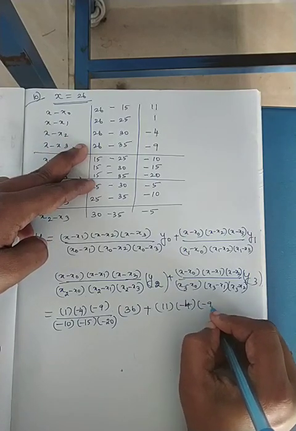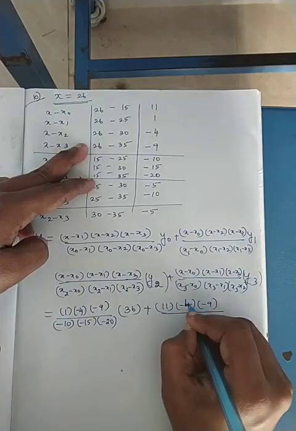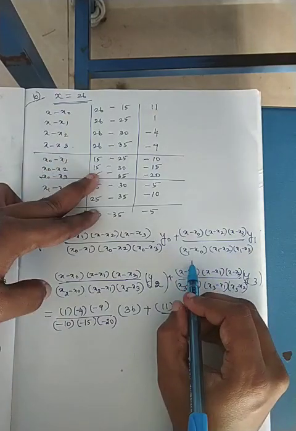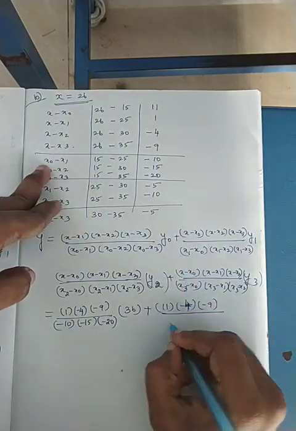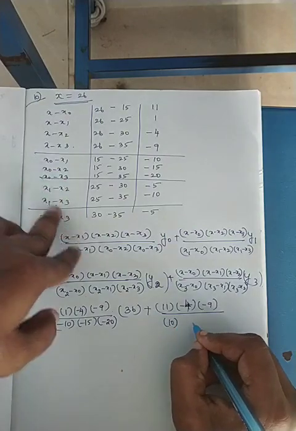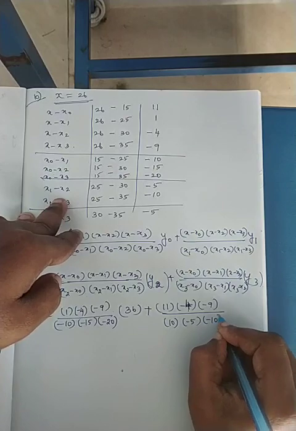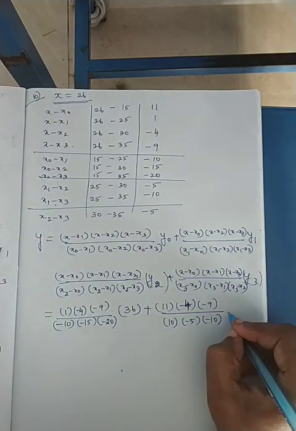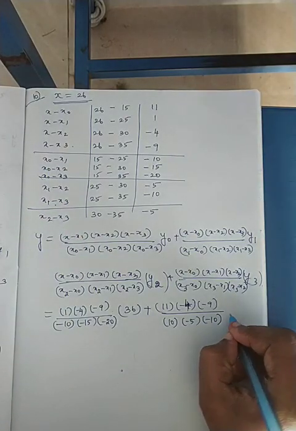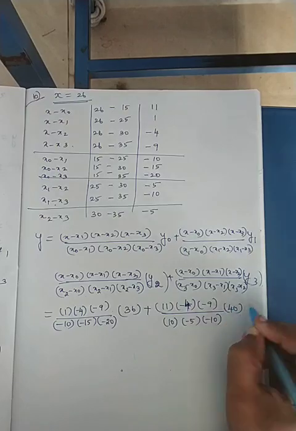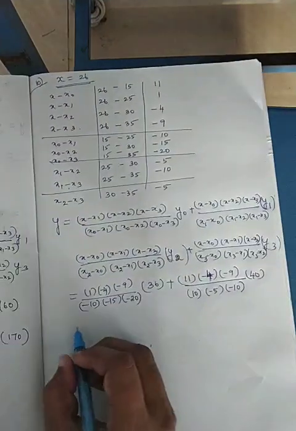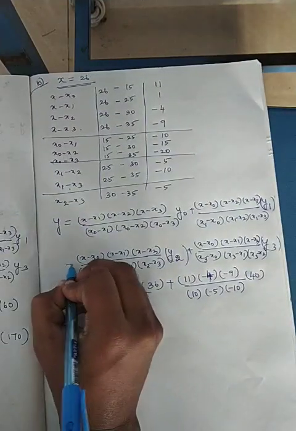into minus 9 divided by what is my x1 minus x naught? x1 minus x naught, so this is 10. x1 minus x2 would be minus 5 into minus 10. Yes, into y1. What is my y1? y1 is 40. Okay, y1 is 40. Do not forget the 40. Then there is one plus sign here.